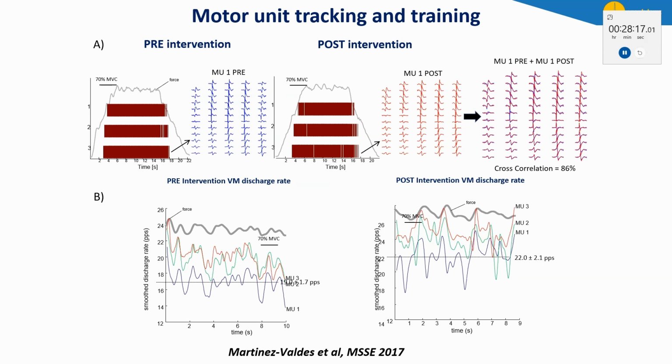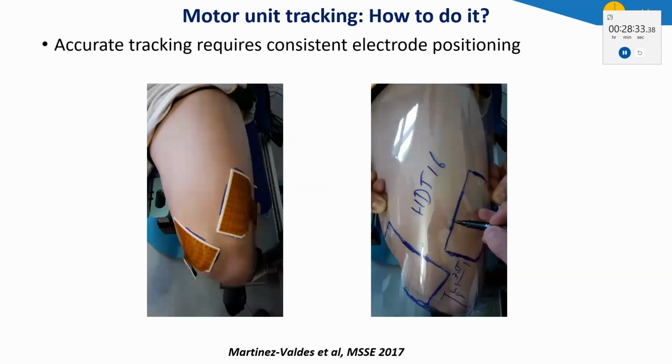And here we could see that the mean discharge rate was increased after the intervention. And that was related, of course, with increasing muscle strength pre-post intervention. Okay, so it's a very simple analysis, but it's very useful if you would like to analyze motor unit properties after interventions. But it's not that trivial, okay?